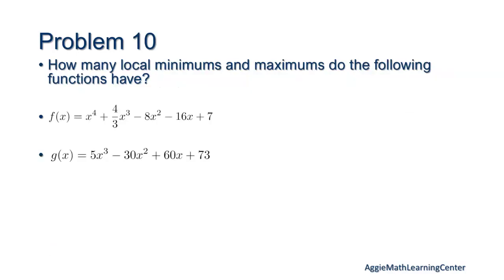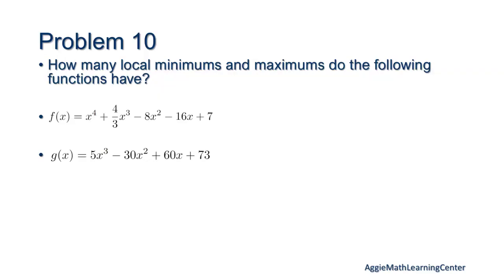How many local minimums and maximums do the following functions have? Walker's gonna do this one. Okay, I'll do this one. This is a little tricky. Okay, so f of x is equal to x to the fourth plus 4/3 x cubed minus 8x squared minus 16x plus 7. Let's work with that one first. Okay, local minimums and maximums. What should I do?